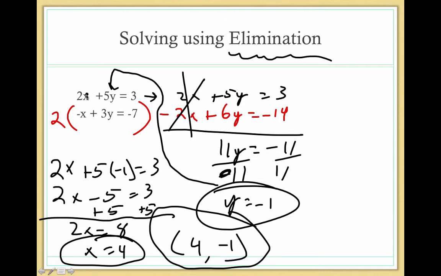Plug it back in and check. 8 minus 5 plus negative 5 is 3. Negative 4 plus negative 3 is negative 7.